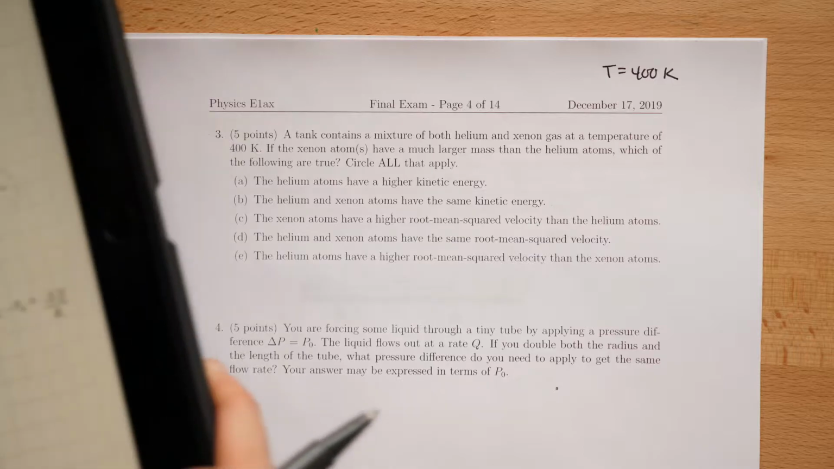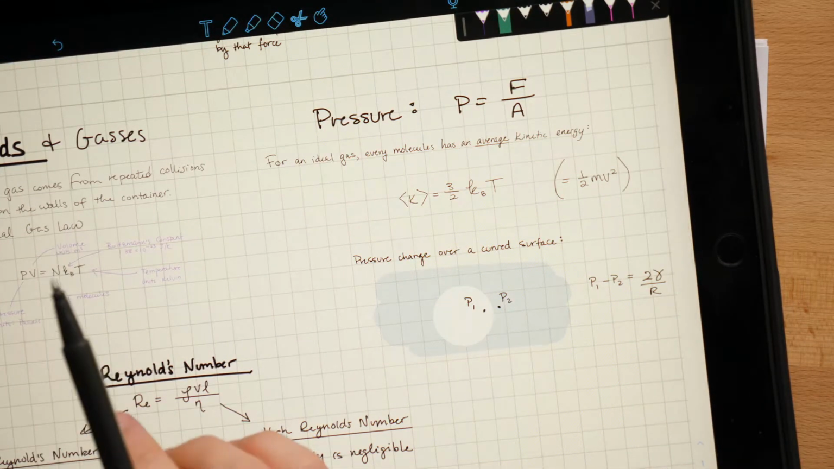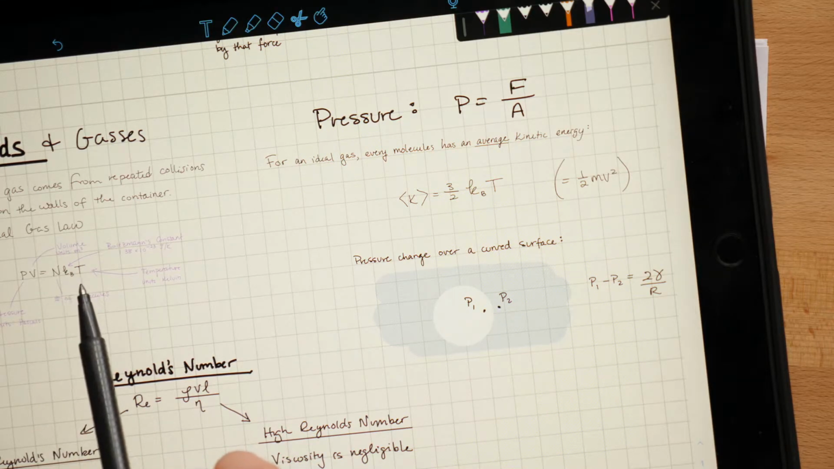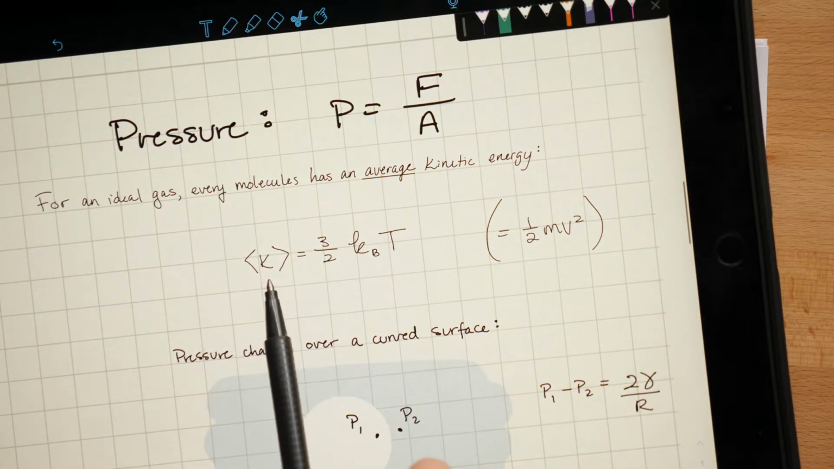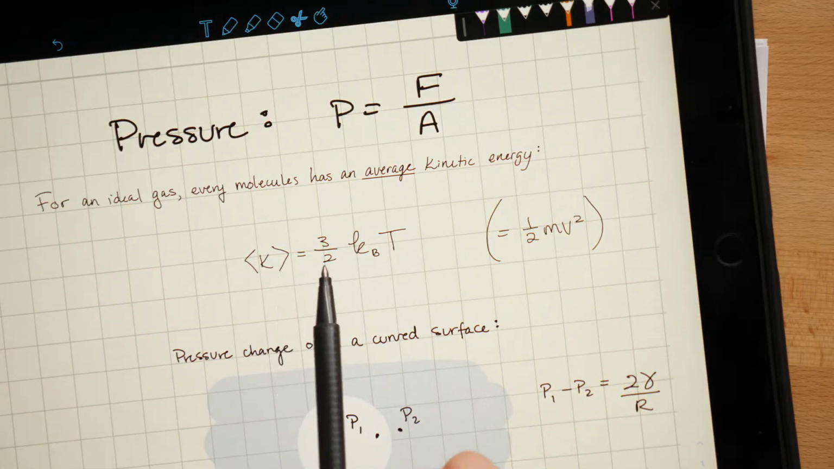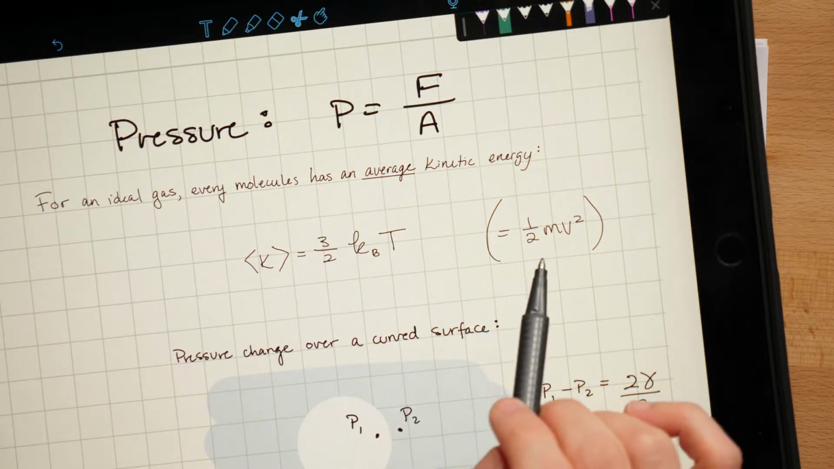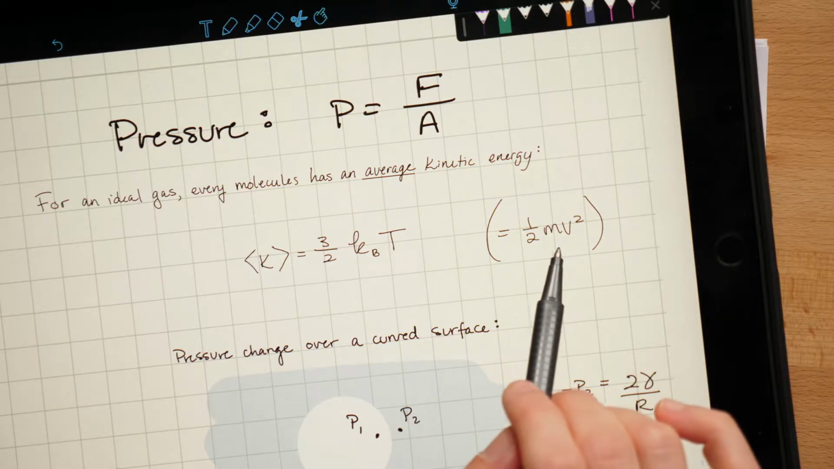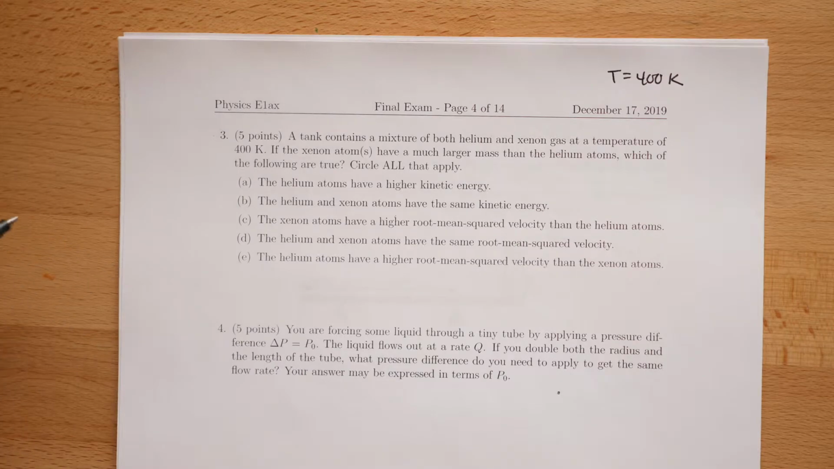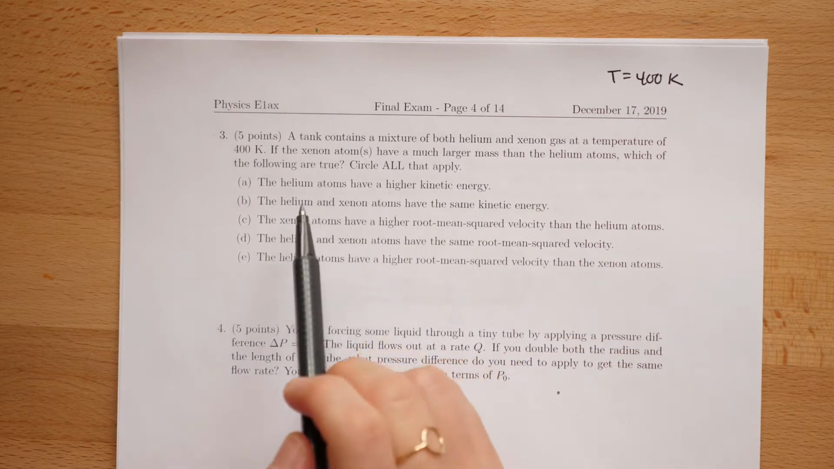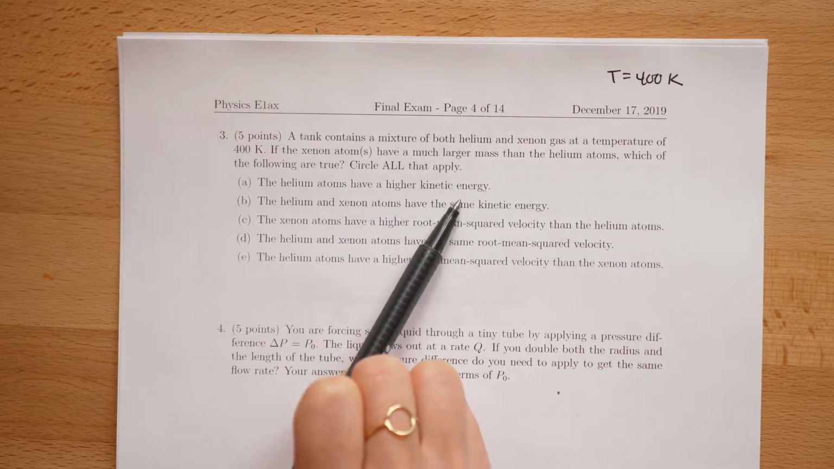So if we look at our ideal gas law, we know PV equals N kBT, and we know that the average kinetic energy for an ideal gas is 3/2 kBT, which is also the same as 1/2 m times the average of the velocity squared. Okay, so A says the helium atoms have a higher kinetic energy.